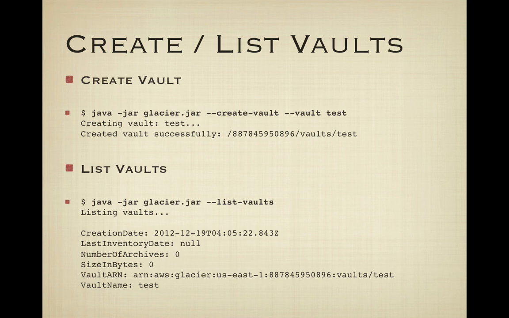And you'll see it simply creates a vault, and it uses a unique serial number for me, that 887 number. It goes into my vault folder and creates a new folder essentially called test. I can then list my vaults, and you'll see that the vault that I just created was successfully created. It does not yet have any archives, and it does not yet use any storage space. And that was done simply through that same glacier.jar, but using the --list-vaults option.